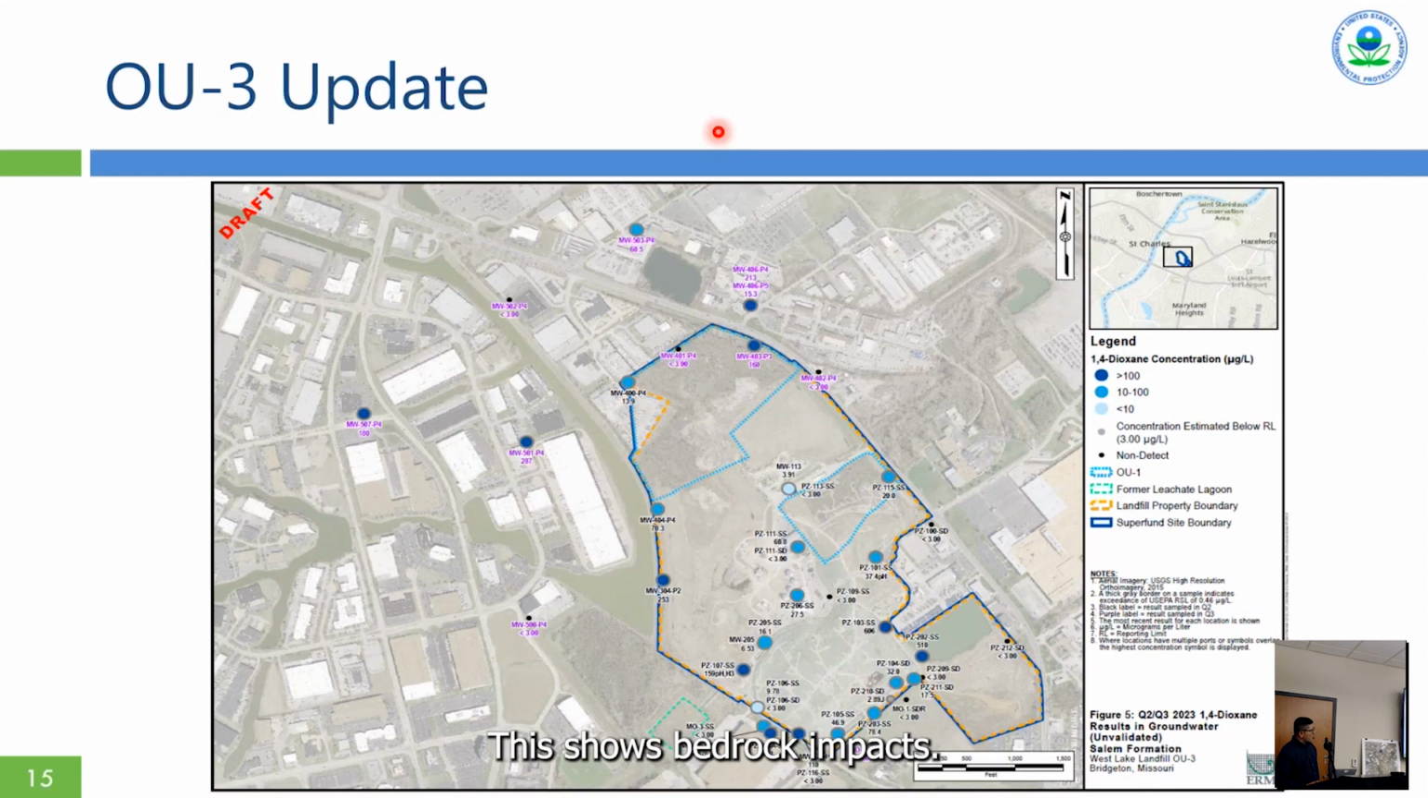This shows bedrock impacts. This is the St. Louis and Salem limestone formations. Fewer wells, but still you see a similar pattern, the darker blue with the higher concentrations near the perimeter, and there are impacts off-site as well in the down gradient direction. And that's what we're in the process of chasing down. How far does that go?